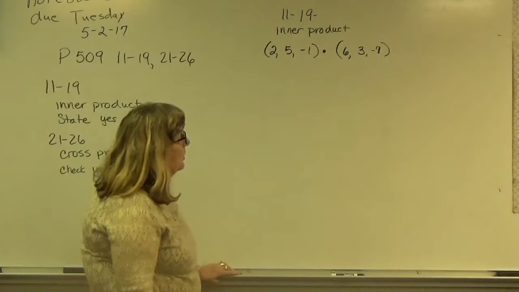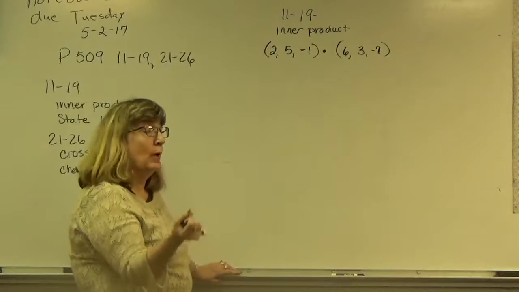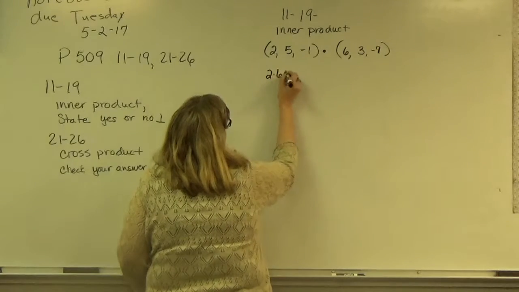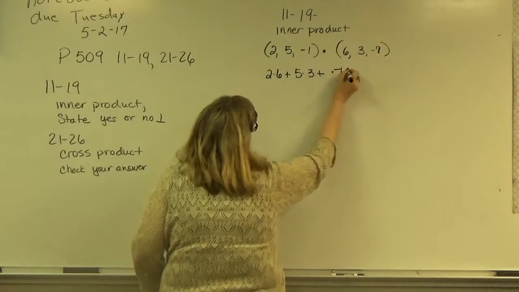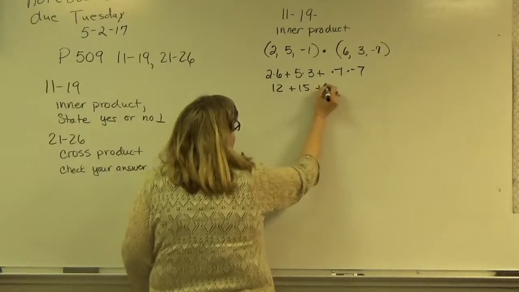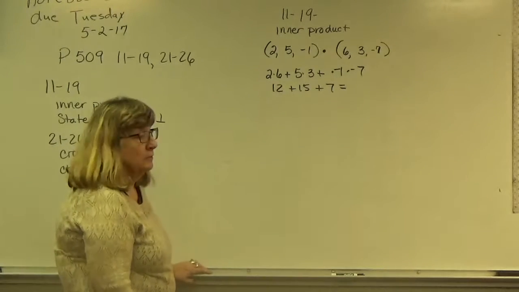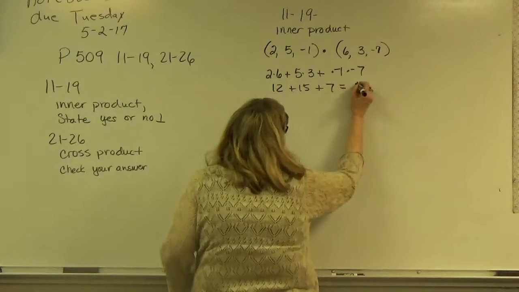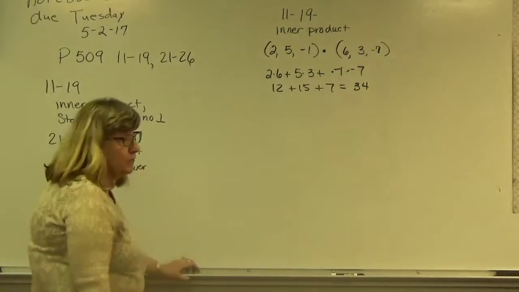To do an inner product, you multiply the x's, you multiply the y's, you multiply the z's, and then you add them all together. So I'm going to multiply the x's, multiply the y's, multiply the z's since I have z's. So I get 12 plus 15 plus 7. Now what does that add up to be? 34. So there's the first answer.